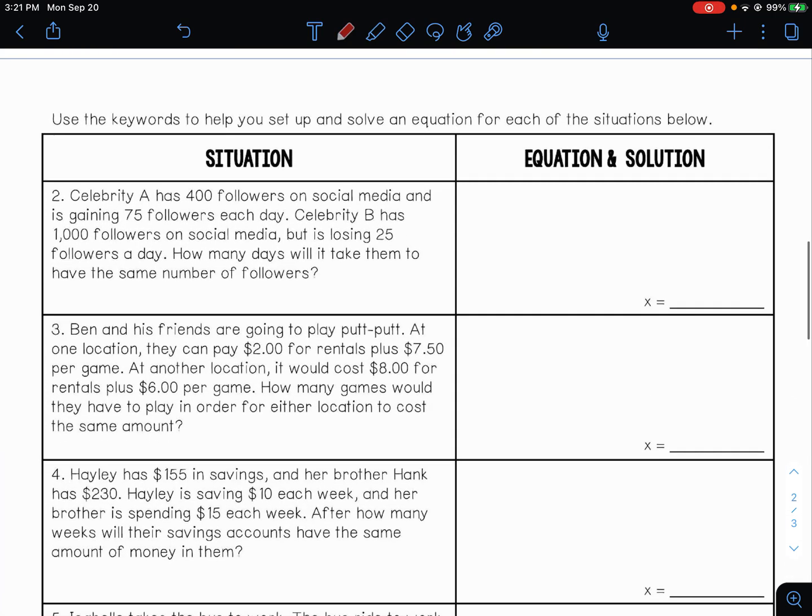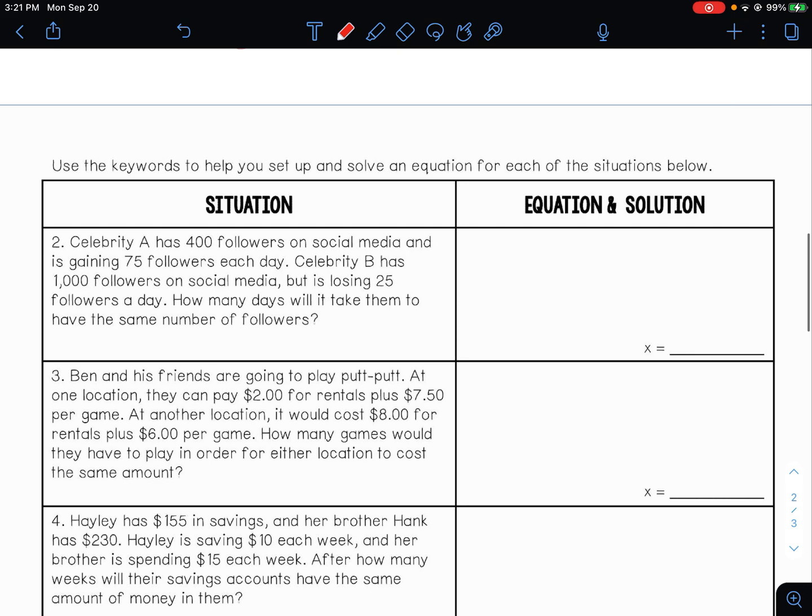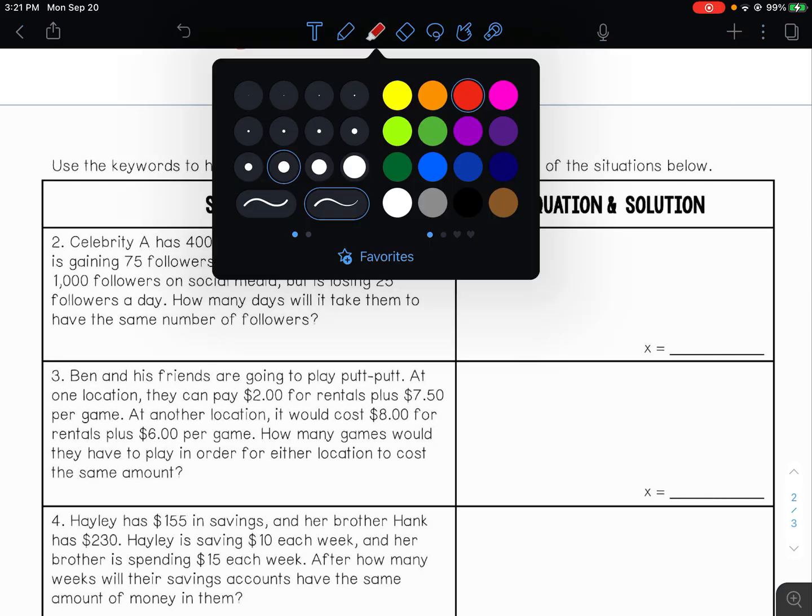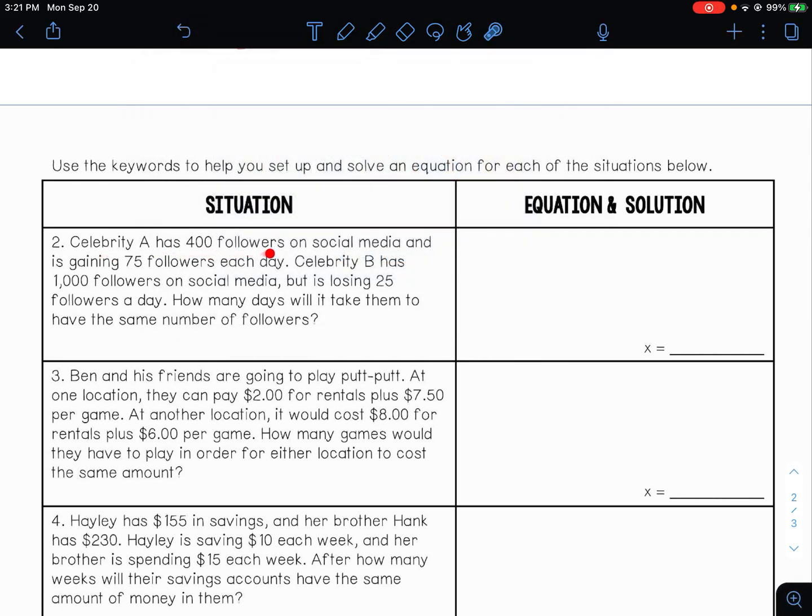Okay, so let's use the keywords to figure out these word problems. Remember, these are equations with variables on both sides, so we are comparing two different things. So let's read the first one. Celebrity A has 400 followers on social media and is gaining 75 followers each day. Celebrity B has 1,000 followers on social media but is losing 25 followers a day. How many days will it take for them to have the same number of followers?